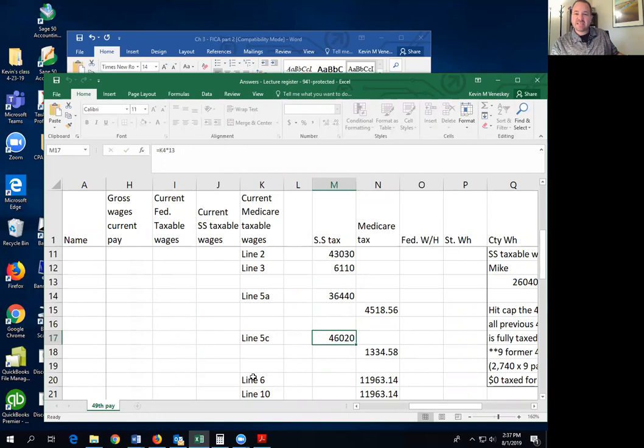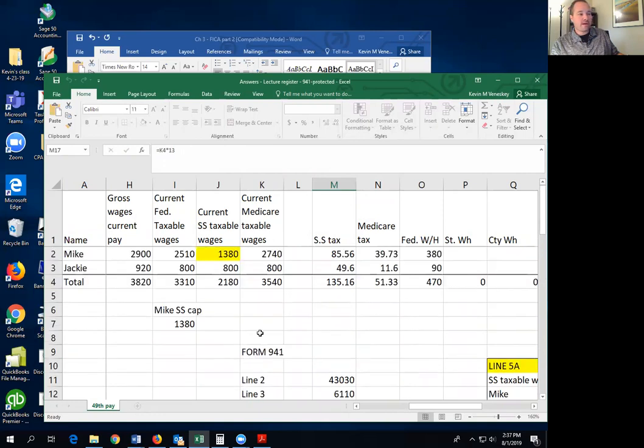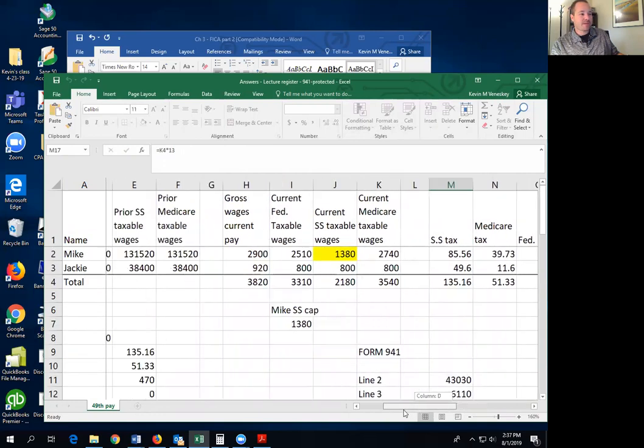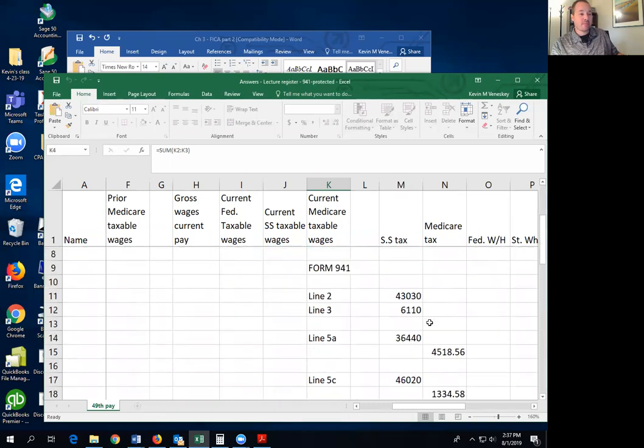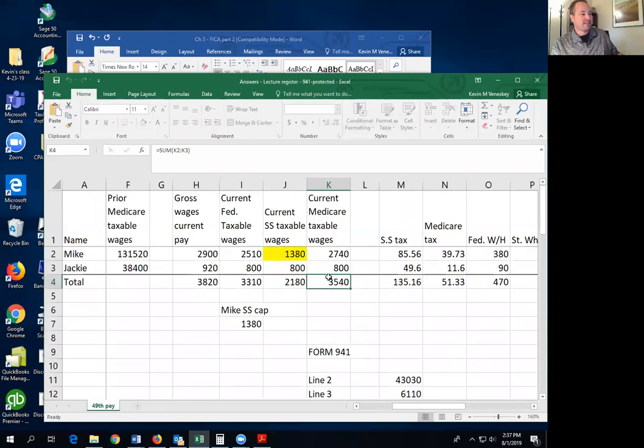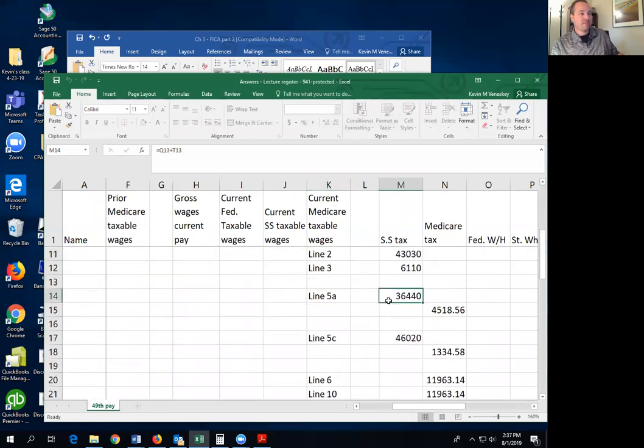Line 5C is easy, like I had said earlier. Because there's no caps to be hit, you just take my current taxable wages for Medicare, and since there's no caps, it's going to be the same every week as long as the employees made the same amount. So I'm simply taking this cell K4, and multiplying it by 13 weeks. And then I'm going to take whatever that amount is and multiply it by what the form says, so multiply it by 0.029.